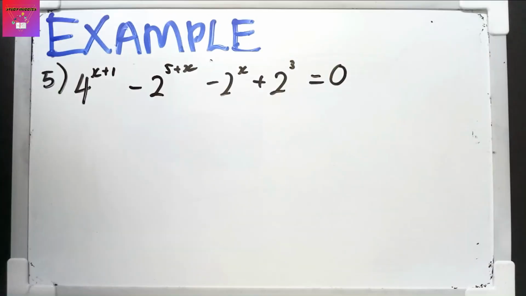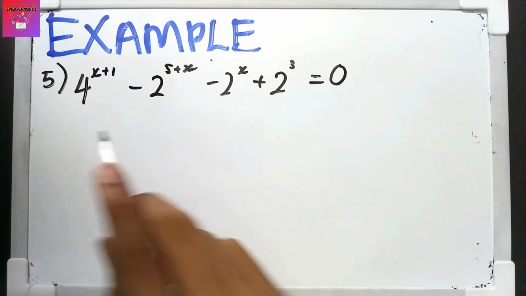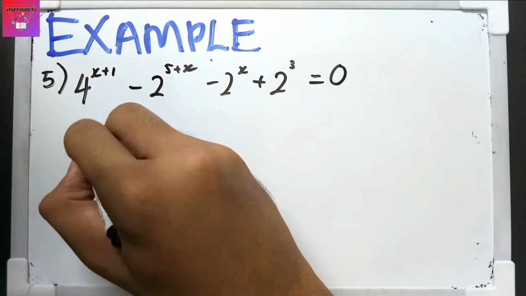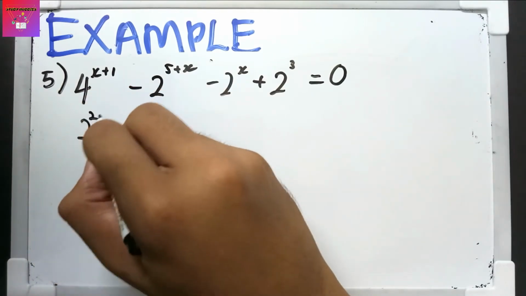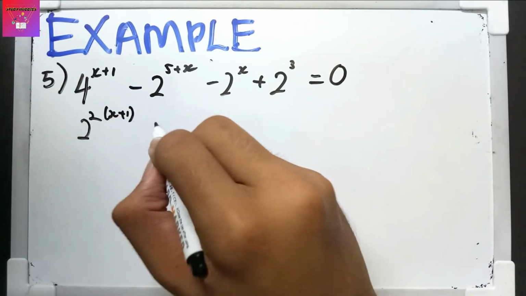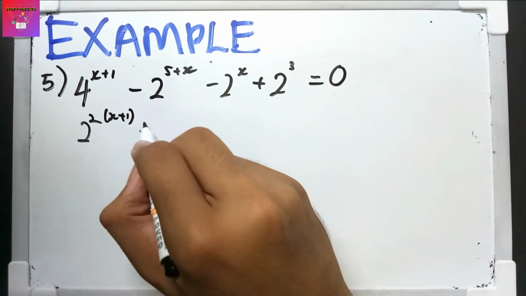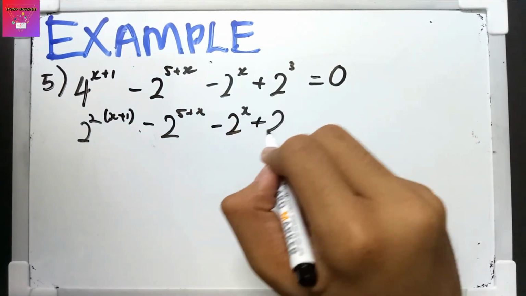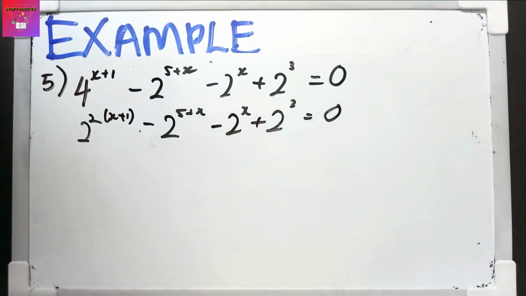So now we are going to look at our last example, which is 4 to the power of x plus 1 minus 2 to the power of 5 plus x minus 2 to the power of x plus 2 to the power of 3 equals 0. As I said before, change everything to the same base, but of course for 0 we can't do anything, so we change it on this side. So 4 to the power of x plus 1 is actually 2 squared to the power of x plus 1, minus 2 to the power of 5 plus x, minus 2 to the power of x, plus 2 cubed equals 0.